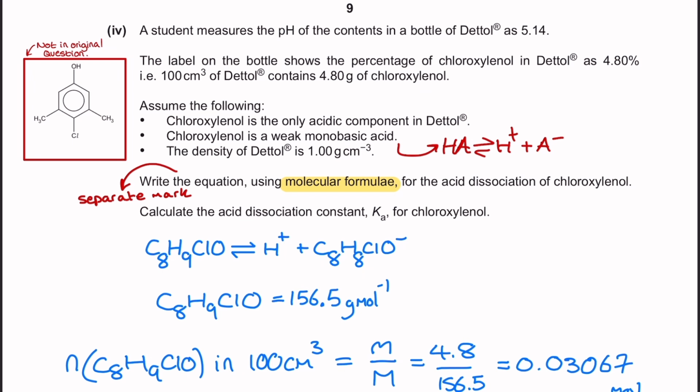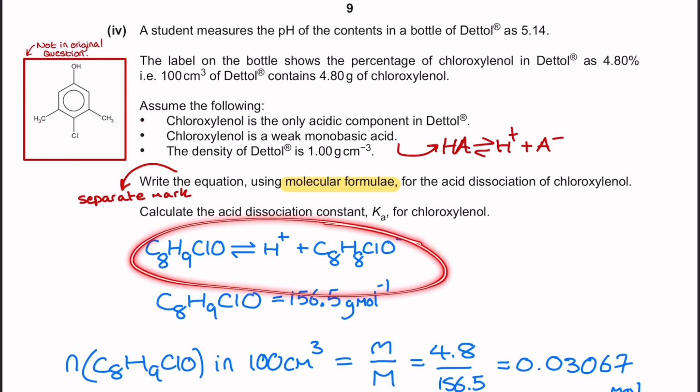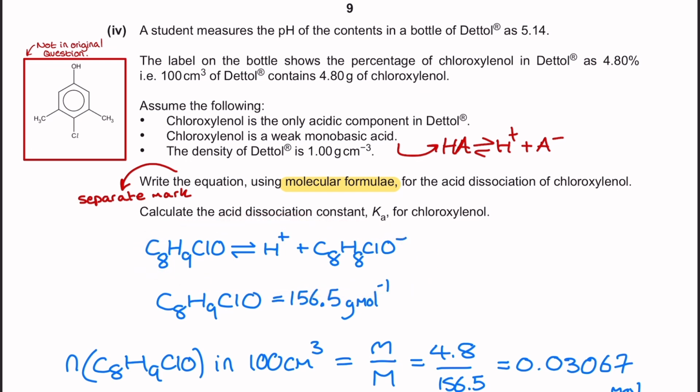We've been instructed then to write the equation using molecular formula, very specific, for the acid dissociation of chloroxylenol, and then separately calculate the acid dissociation constant, the Ka, for the chloroxylenol. First off then, using my formula from earlier in the question, I've got my molecular formula equation just here showing the dissociation of the chloroxylenol. It's a weak monobasic acid, so equilibrium, single proton, conjugate base, which is just the deprotonated chloroxylenol from the left.